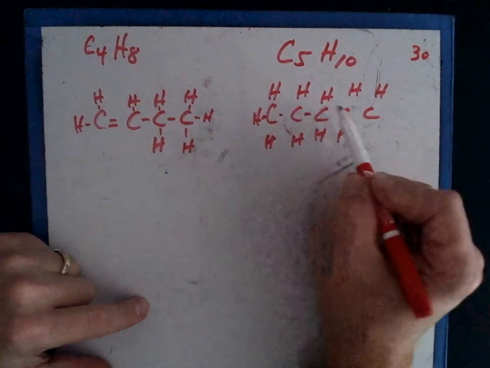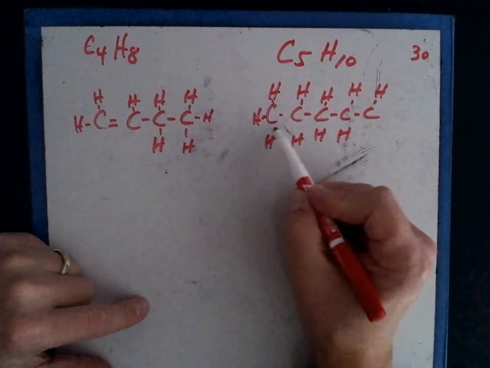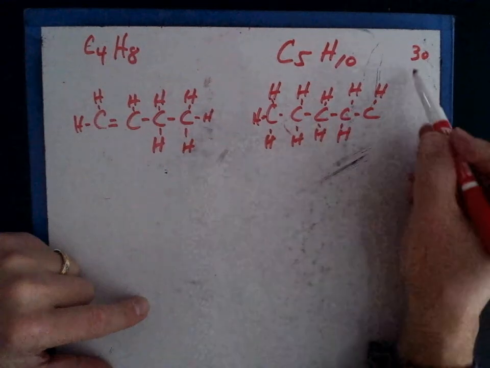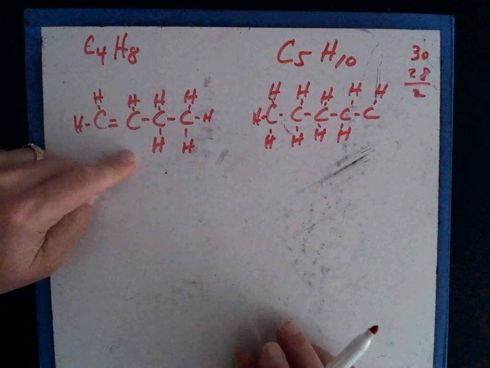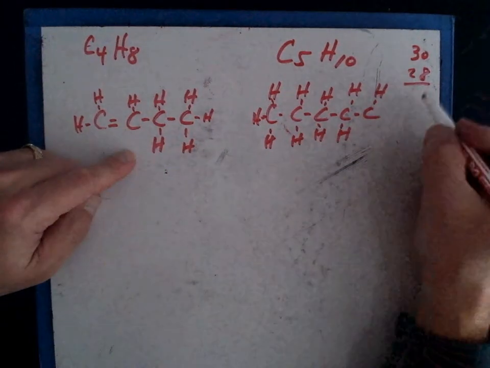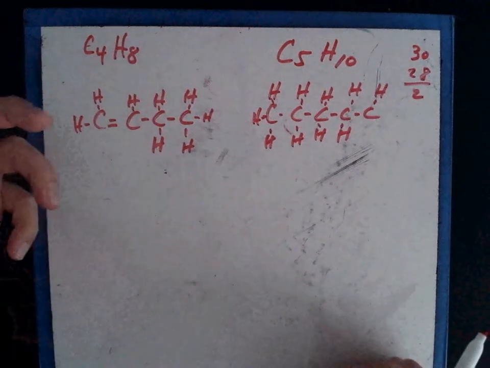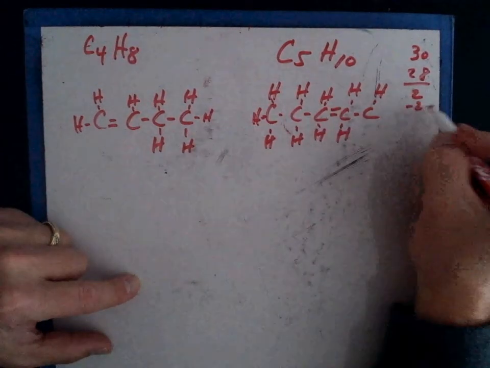Attach them together. 2, 4, 6, 8, 10, 12, 14, 16, 18, 20, 22, 24, 26, 28. 2 leftovers. Well, we learned on this one right here that if you have 2 leftovers, you have to make a double bond somewhere. Okay? And I told you a while ago, you can choose where you want. So choose where you want. I'm going to put it here this time. Again, it doesn't matter.